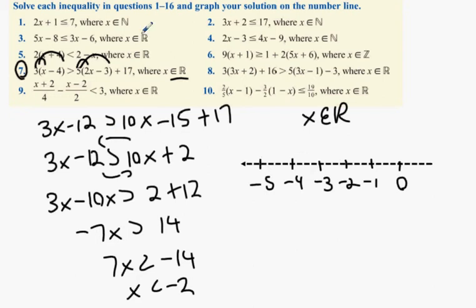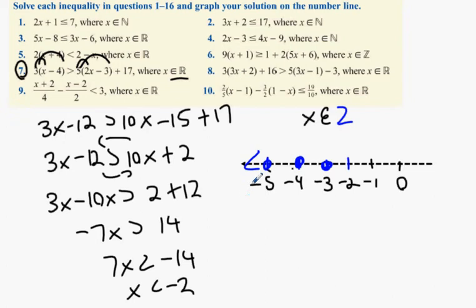Now, imagine I change the question again. Imagine this time, instead of x element R, I went with x element Z. How does that change your number line? So what does that mean? It means it can't be a line, because you're not allowed fractions or decimals. So what does that mean then? Can I put a dot on minus 2? So I have to put a dot on minus 3, minus 4, minus 5, and draw an arrow that's going that way. Everybody know the two variations of that now?